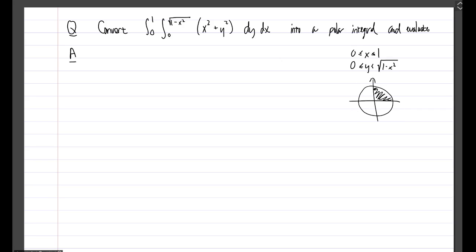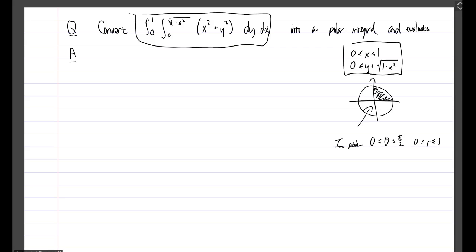If we were to describe the same region in polar coordinates, instead of the rectangular description, we'll see that theta goes between 0 and pi over 2, and r goes between 0 and 1. So this integral right here, we're not going to compute directly. We're instead going to say it is equal to the following double integral written in polar coordinates, where the dy dx, which is dA, now becomes replaced with an r dr d theta.